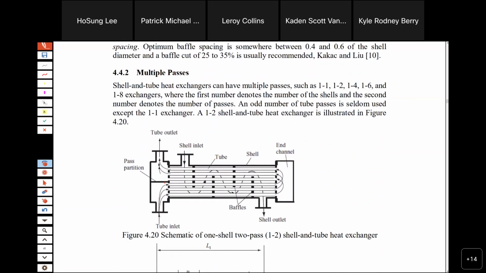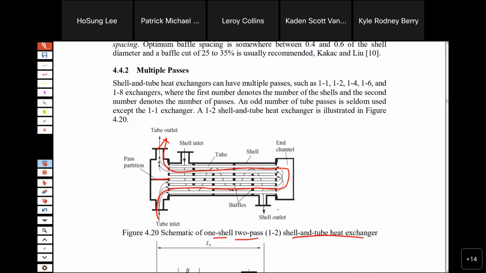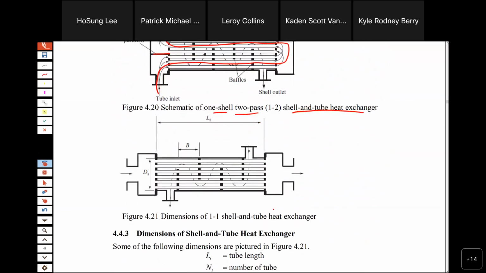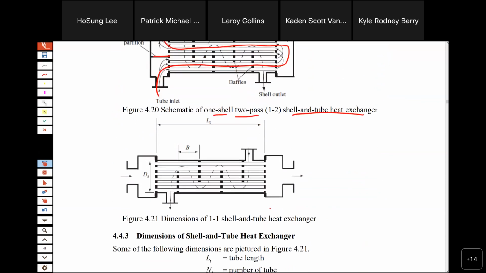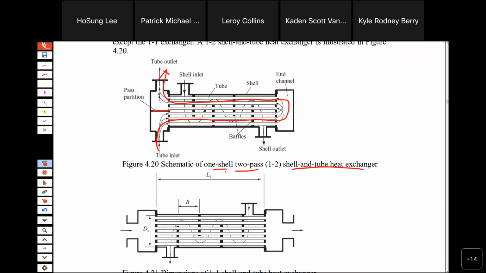Okay, one pass, and we can make multiple passes, like we have a partition, and then the tubular flow goes and then out. So one shell, two pass shell and tube heat exchanger. So one shell, two pass, we call it shell and tube heat exchanger.